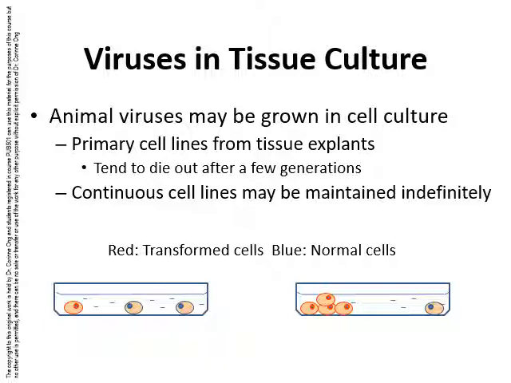The diagrams show some cells in culture. The tissue culture plate on the left contains both normal and transformed cells. The transformed cells are red and the normal cells are blue. After culture for some time, the transformed cells continue to grow and multiply, whereas the normal cells die.